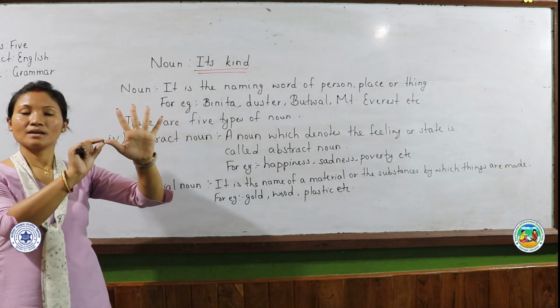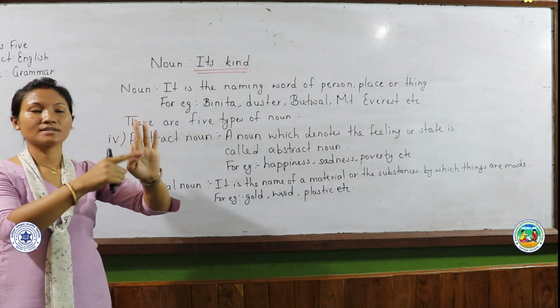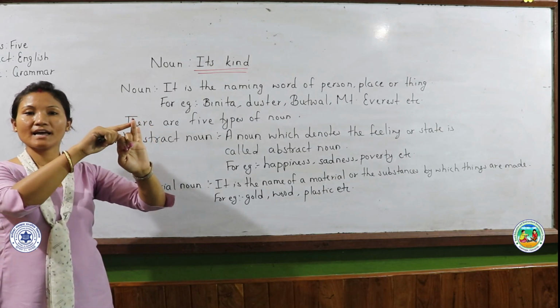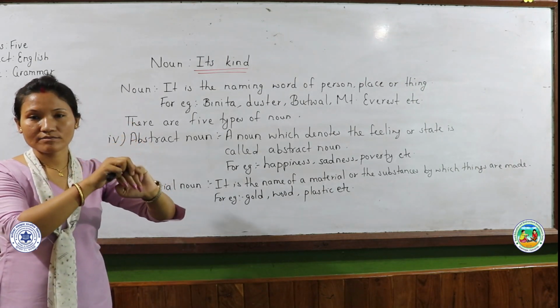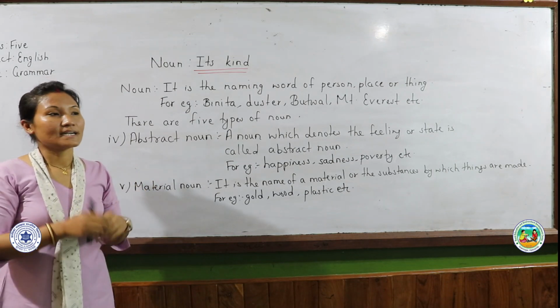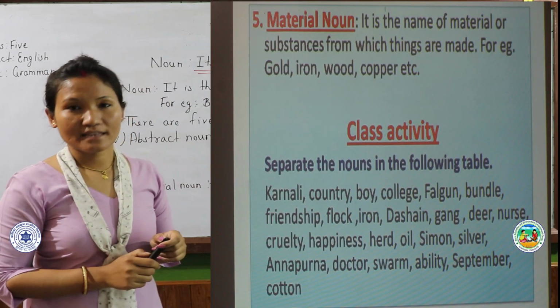The first one, proper noun. Second, common noun. Third, collective noun. Fourth, abstract noun. And the last one, material noun. Is it clear? Okay, now let's do some class activity together.